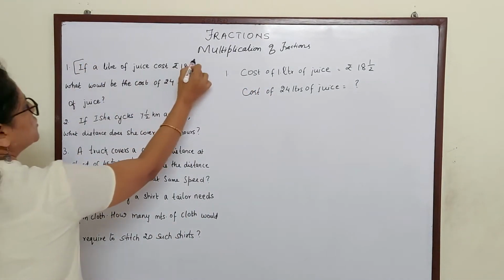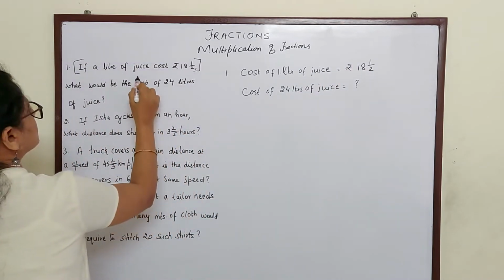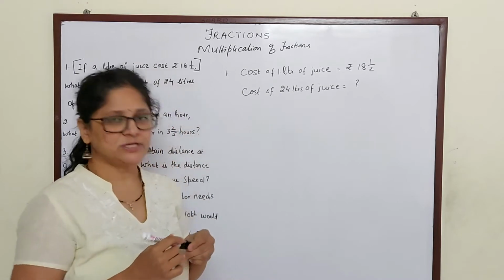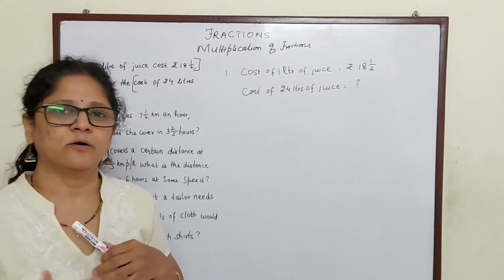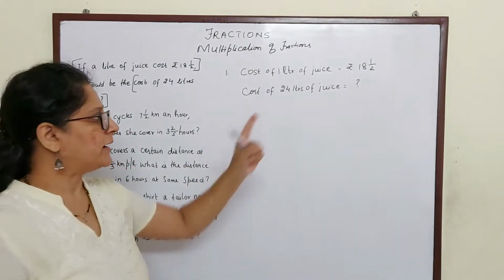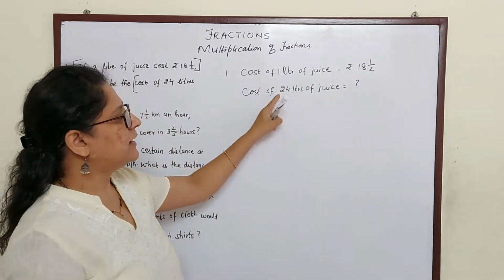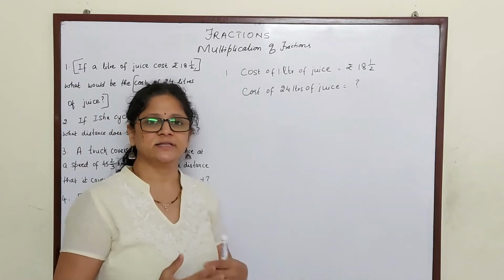A liter of juice cost rupees 18 and a half. What is the cost of 24 liters of juice? So some children here always have confusion whether we should multiply or divide. Whenever there is information given about one, now here they have given the information about one product, 1 liter, and they have asked for many. So in such cases we always multiply.